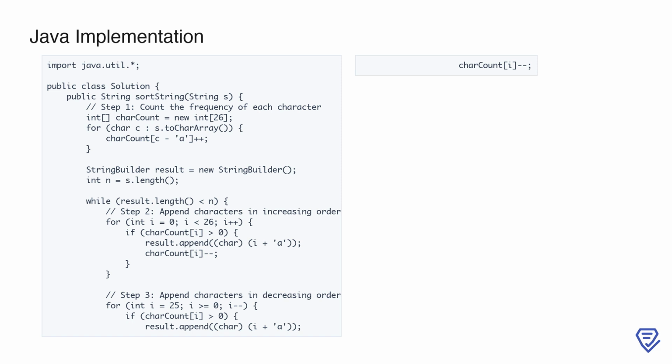Now, we proceed with a while loop that continues until the length of the resulting string matches the length of the input. Inside this loop, we first append characters in increasing alphabetical order. We do this by iterating from index 0 to 25 in the charCount array. If the frequency at a given index is greater than 0, we append the corresponding character to the result and decrease its frequency. This ensures that each character is processed in ascending order before moving to the next step.